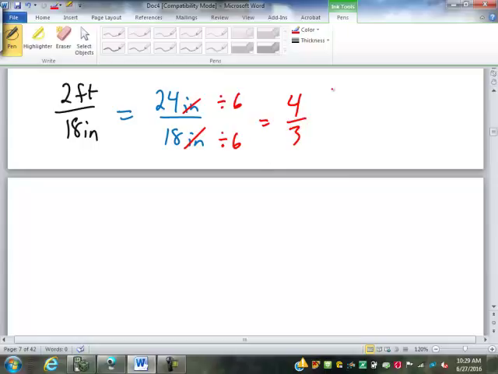Can I change that to 1 1/3? Say no. We can't change that to 1 1/3. It stays 4 over 3. 4 to 3. It's not 4/3 in this case. It is 4 to 3. Any questions?